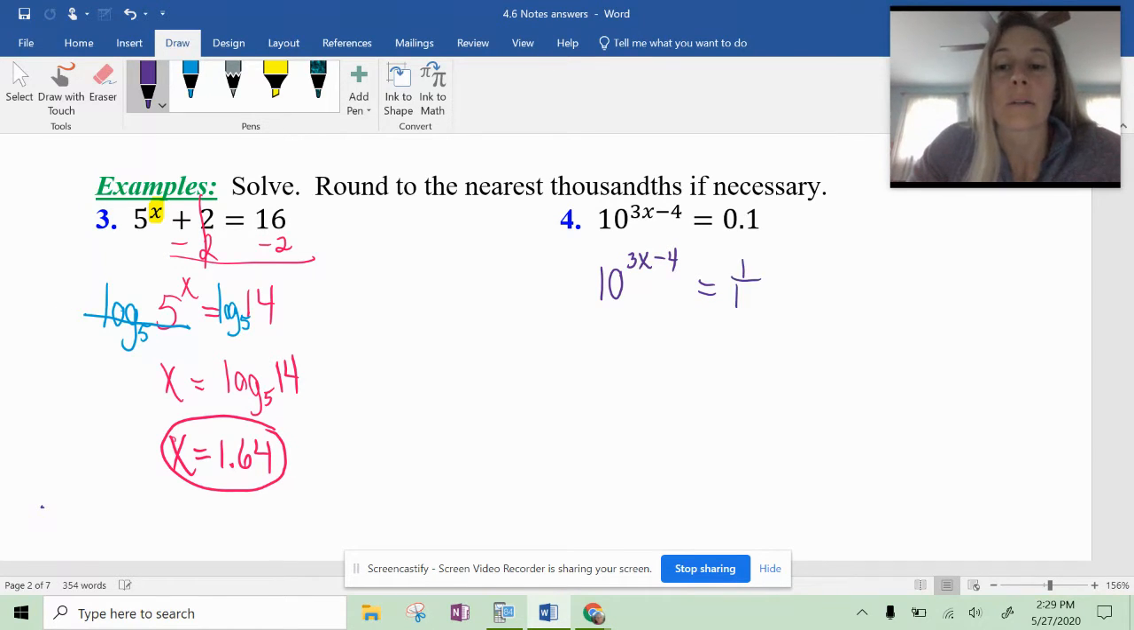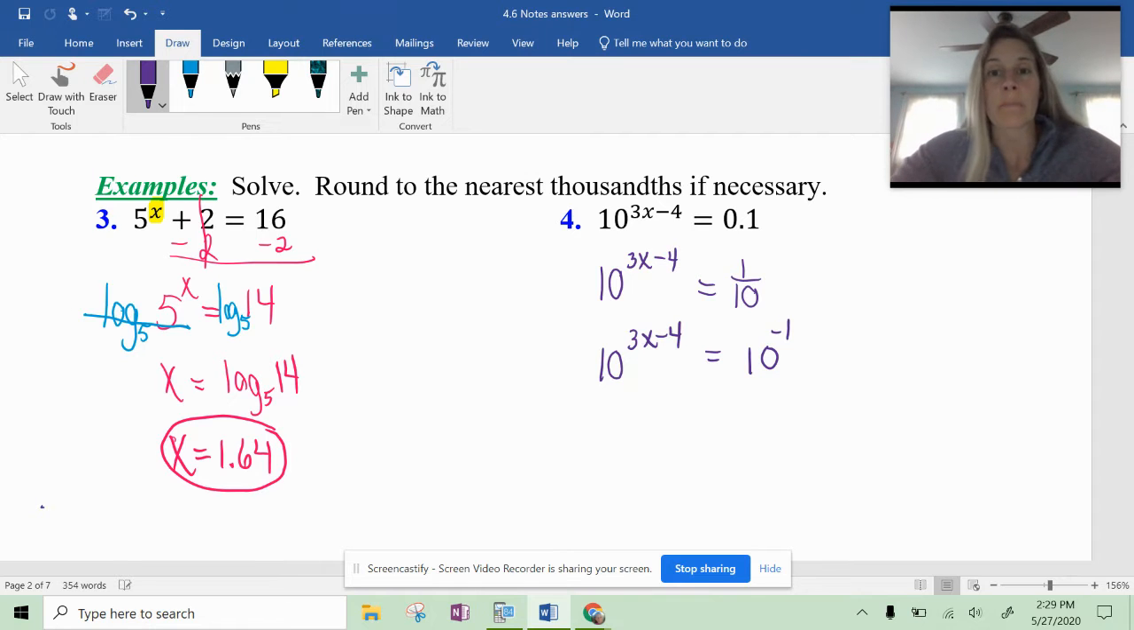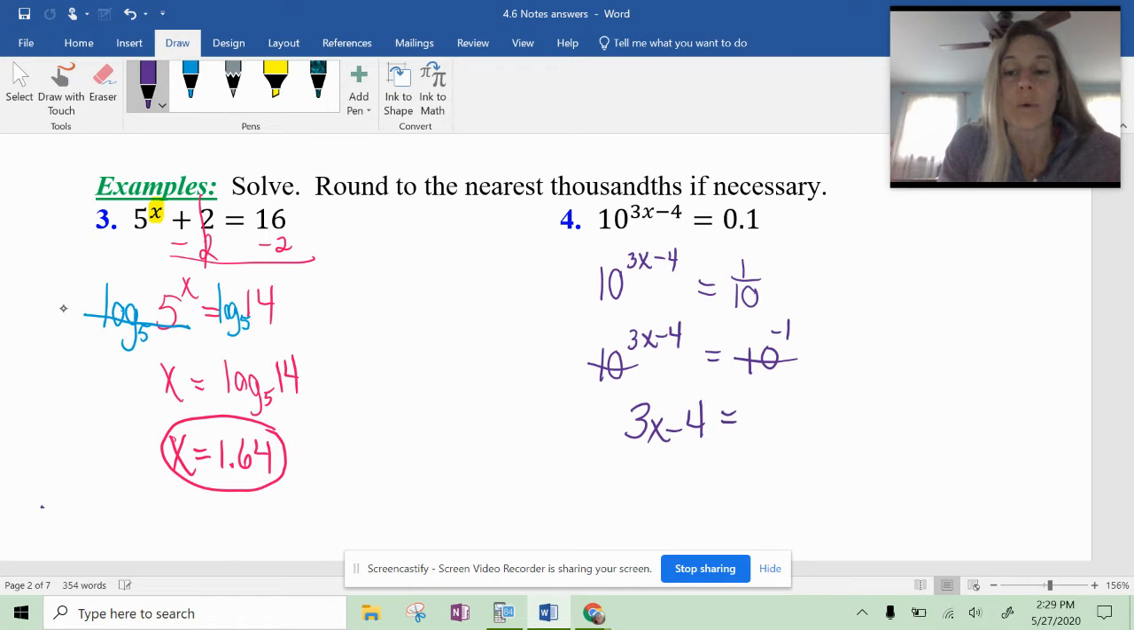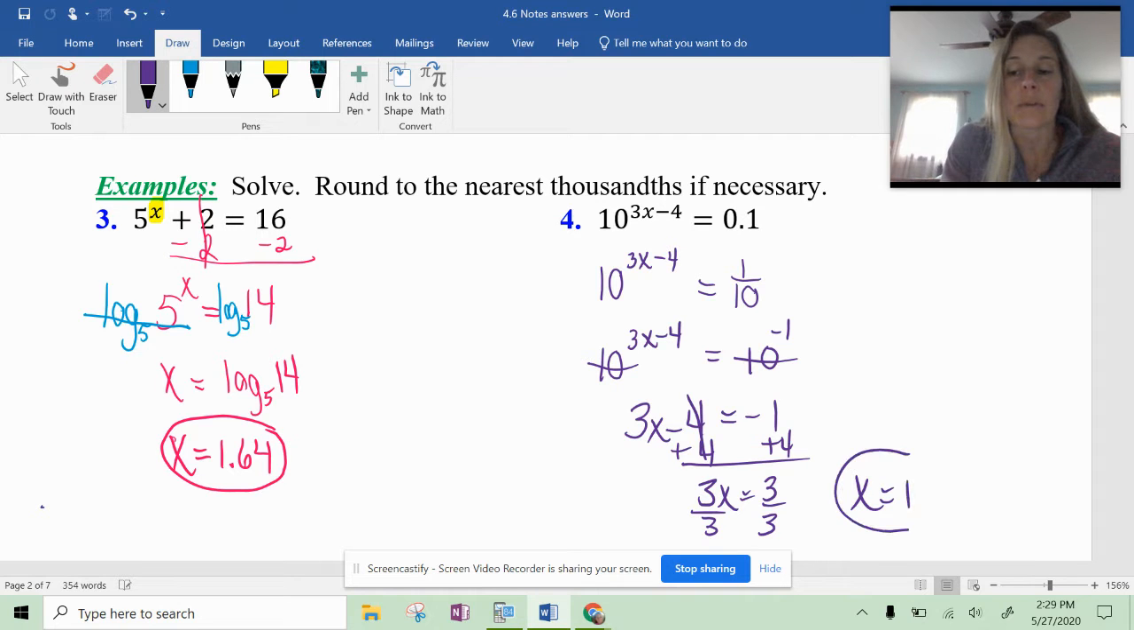It's really just 1/10. And we know that 1/10 is really 10 to the -1 power. So if I rewrite it in that form, now I have the same base on both sides of the equal sign. I don't need those bases anymore. I can just solve the equation 3x minus 4 equals -1. So then I add my 4 to the other side, divide by 3, and I get x equals 1.